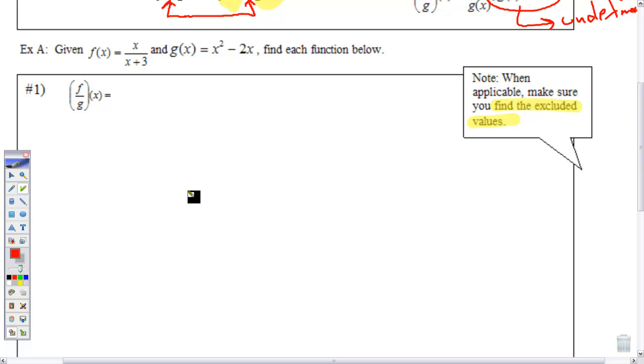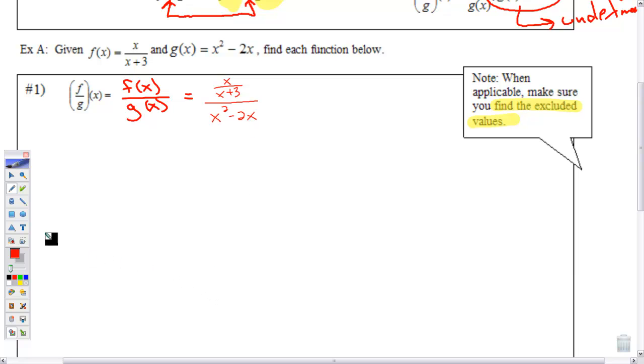Each problem is different. First of all, f divided by g of x means f of x divided by g of x. I'd like you to write that down. Then substitute for f and for g. F of x is x divided by x plus 3. G of x is x squared minus 2x.